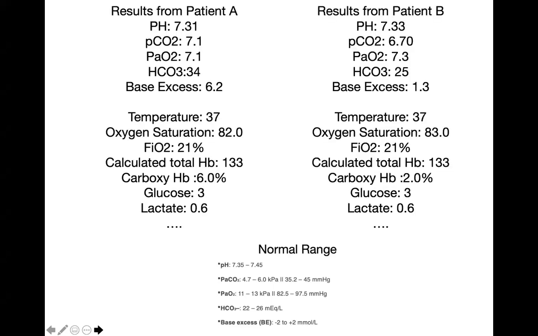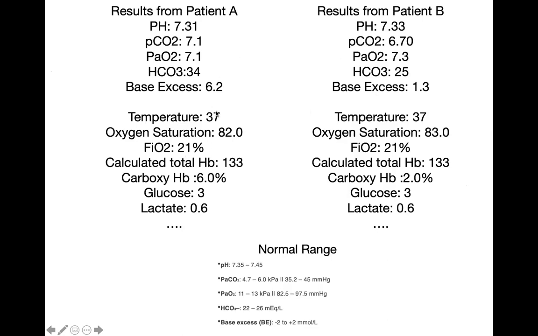So I've just got 2 up here, and we don't have a poll for this one, but if people want to pop in the chat, it's up to you, depending on how brave you're feeling: what is going on in these 2 and what's the difference? Okay, so we've got patient A, we've got patient B.